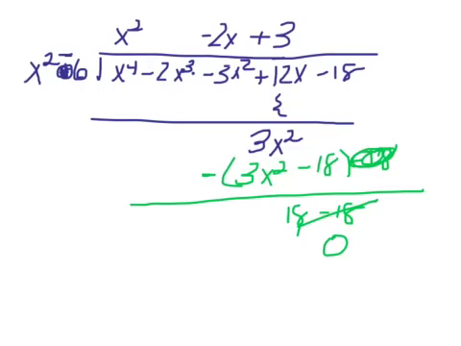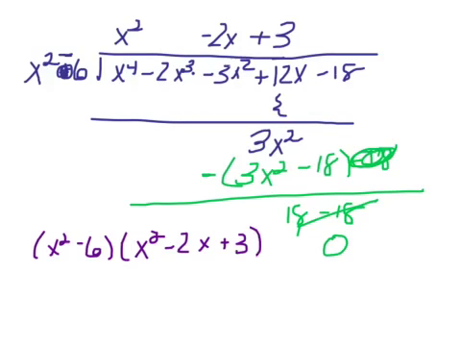So here's what our factors are so far. They are x squared minus 6 and x squared minus 2x plus 3. There's no way to factor x squared minus 2x plus 3. That's one reason I picked this one. It's a nasty little problem. Okay. What are we going to do if it doesn't factor?